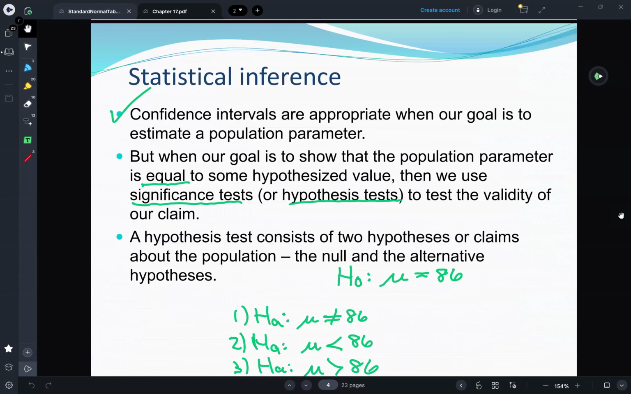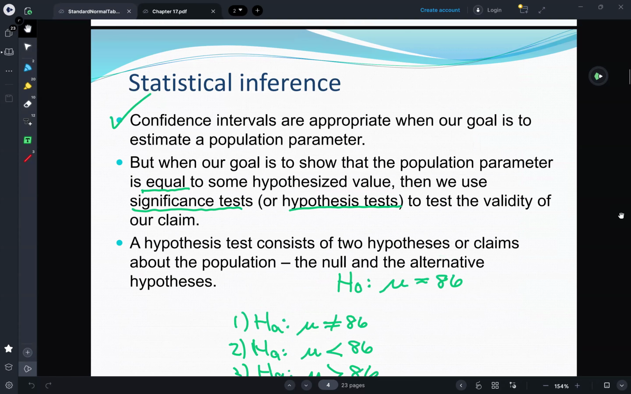Okay, so confidence intervals, though, are good. They're very connected to this. They're used hand in hand. When our goal is to estimate a population parameter, for example, the mean mu. But when our goal is to show the population parameter is equal to some hypothesized value, then we use significance tests or hypothesis tests. And we then test the validity of the claim, right? Is it valid or not valid?